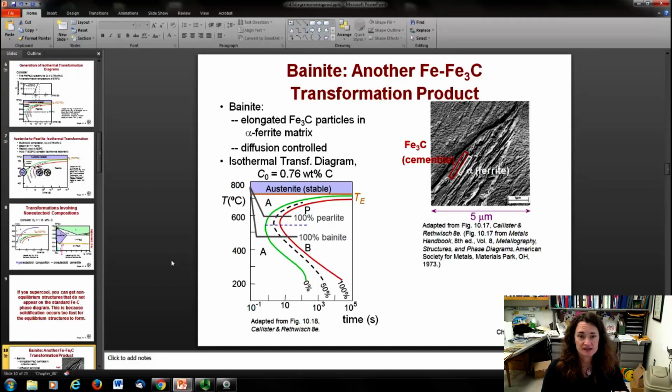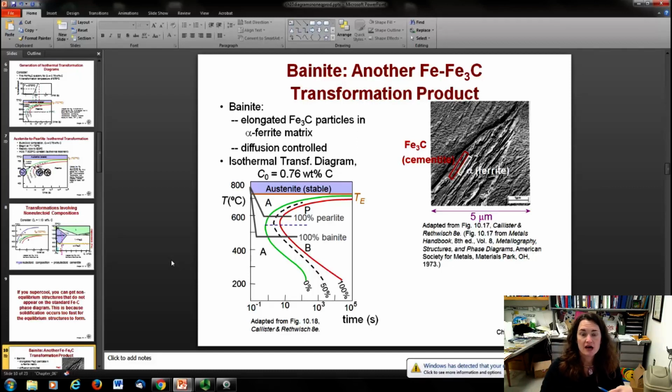Bainite is defined as these elongated needle-like cementite particles within an alpha ferrite matrix, okay? So instead of forming these lamellae, these structures with these layers in it, what happens is instead of that, you get needles of cementite that form. In other words, the diffusion hasn't had time to progress, and so the cementite starts to clump together, but then it just kind of freezes in place because the transformation happens too fast.